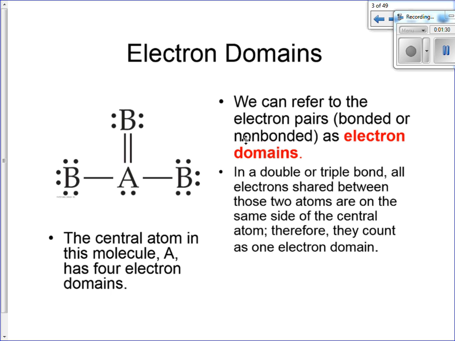Now, we can refer to the electron pairs as electron domains. So you have bonding pairs and non-bonding pairs that give you electron domains. In a double or triple bond, we consider that to be one domain anyways. We'll get to it later, but double and triple bonds do affect the angles slightly, but not hugely dramatically.